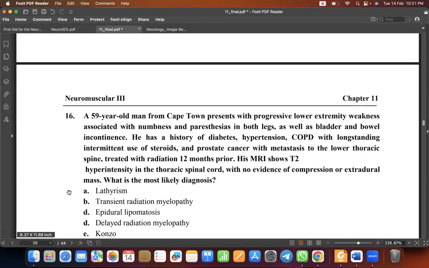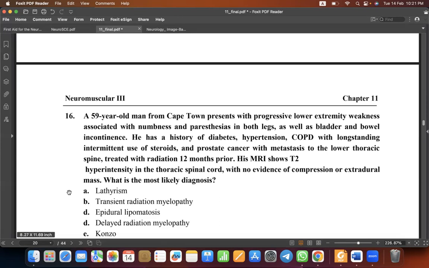Okay, so there are two possibilities of myelopathy: one is transient myelopathy, another is delayed myelopathy. The patient has had progressive weakness, numbness, and paresthesia for about 12 months prior to radiotherapy. So we're getting a long-standing condition.